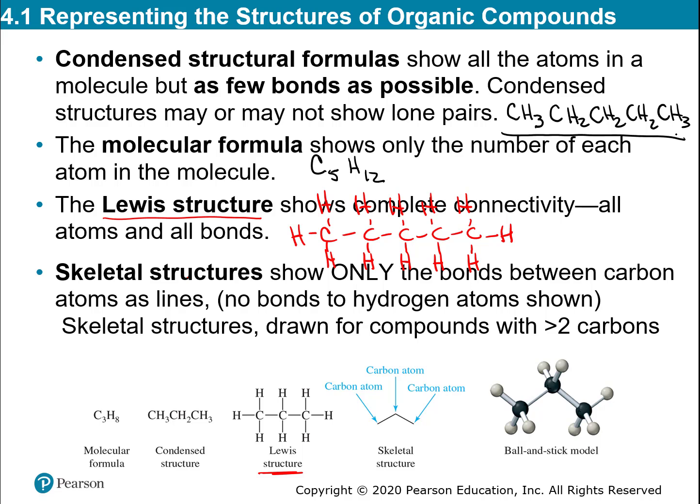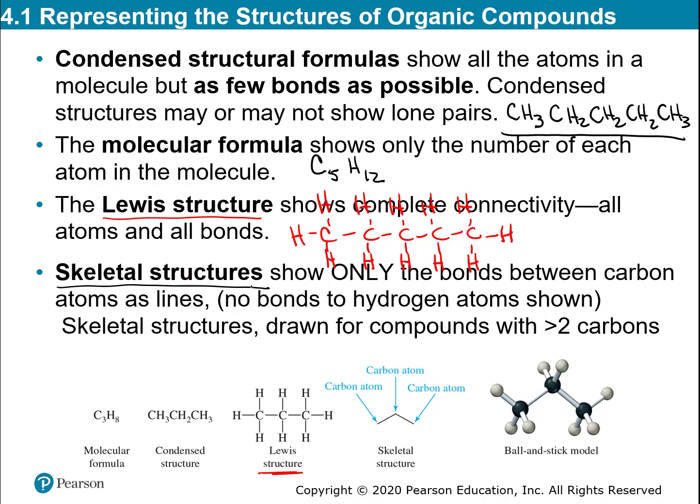Then some people said, well, that's still way too much. So when we're talking about 10 carbons in a chain, instead of doing condensed structural formulas, we need to be able to draw things really fast. And so we're going to use skeletal structures. Skeletal structures only show the bonds between carbon. So it takes out, there's no symbols, there's no hydrogens listed. Even though they're there, they're not listed.